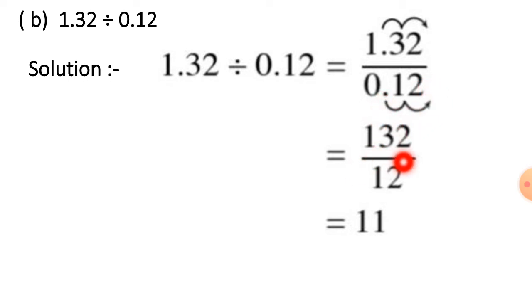It will become 132 divided by 12. So if we divide these two numbers, we cancel. 12 ones are 12, 12 elevens are 132. That is the answer.